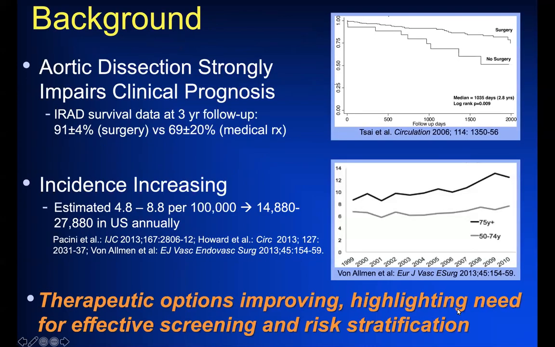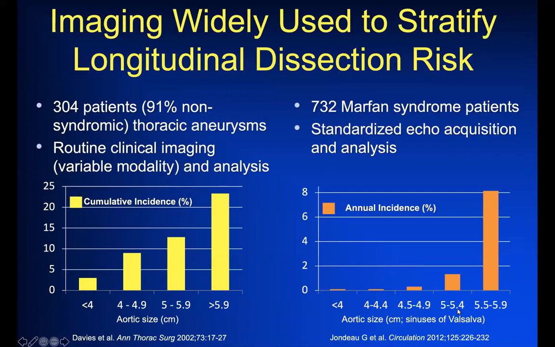Obviously, we know that in terms of the worst complications of aortic disease, dissection and its sequelae strongly impact prognosis. If we look at patients with non-syndromic conditions, we know from IRAD and other registries that the presence of dissection is a very, very bad prognostic marker, and that the incidence of this is increasing and strongly impacts long-term prognosis. We also know that therapeutic options for both prevention and treatment of dissection and its complications are improving, which highlights the need for effective screening and risk stratification.